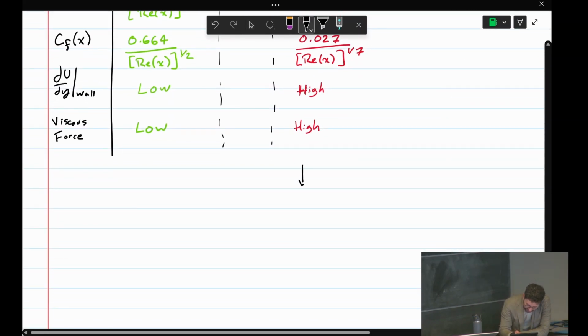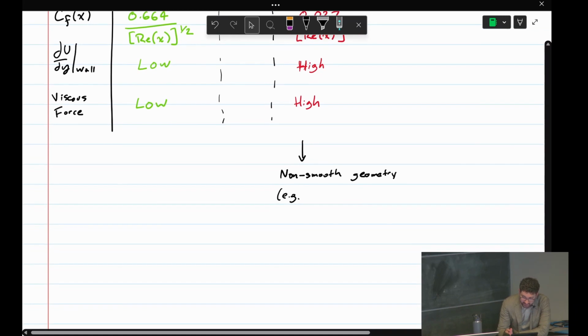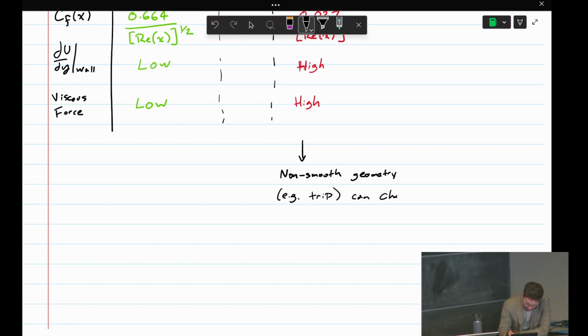So for the turbulent case, non-smooth geometry. For example, in turbulent flow studies, they use something called a tripwire or a trip. So, for example, a trip, and change these values.